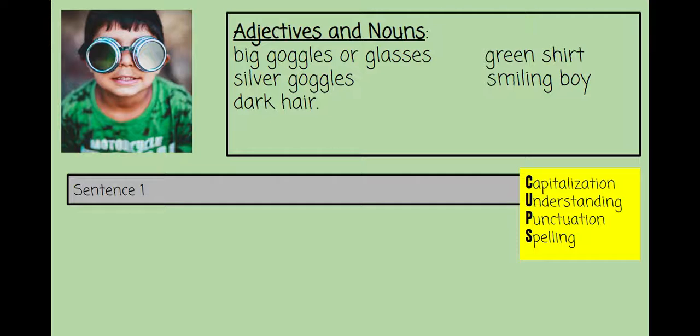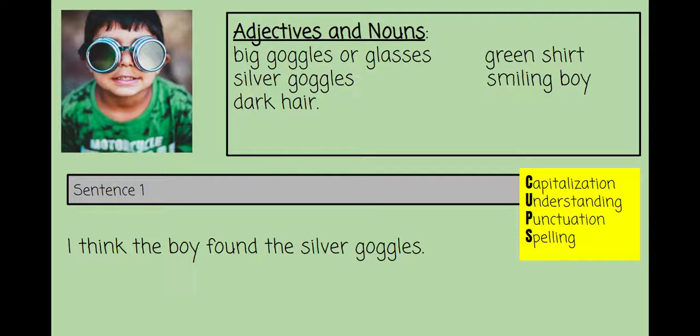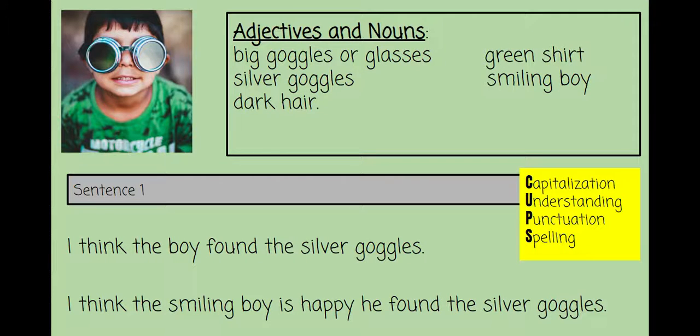All right, so here's another sentence that I can write about this same picture. I think the boy found the silver goggles. That's one of my sentences. Or I can do this sentence. I think the smiling boy is happy he found the silver goggles. Either sentence, both of them have adjectives describing what I'm seeing. And now we're going to check for the CUPS.